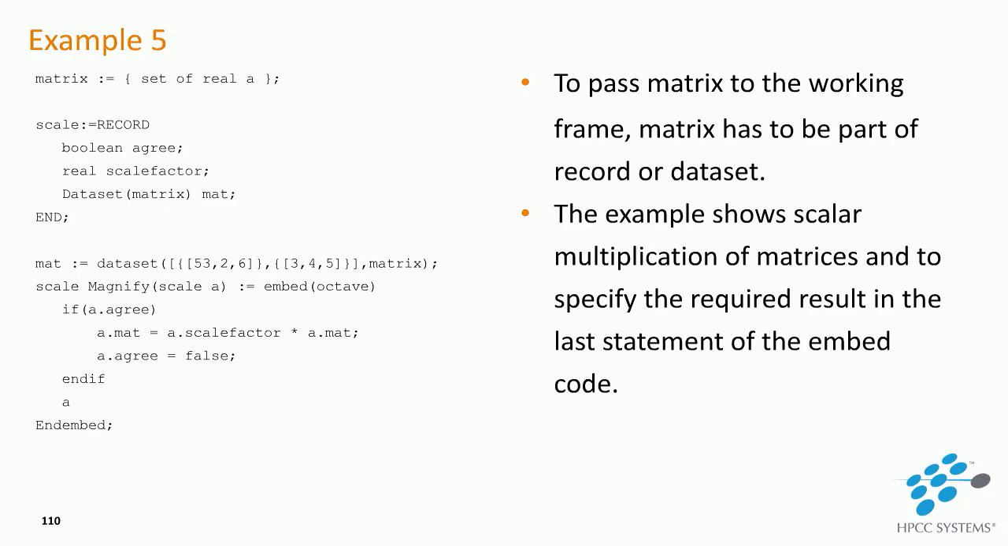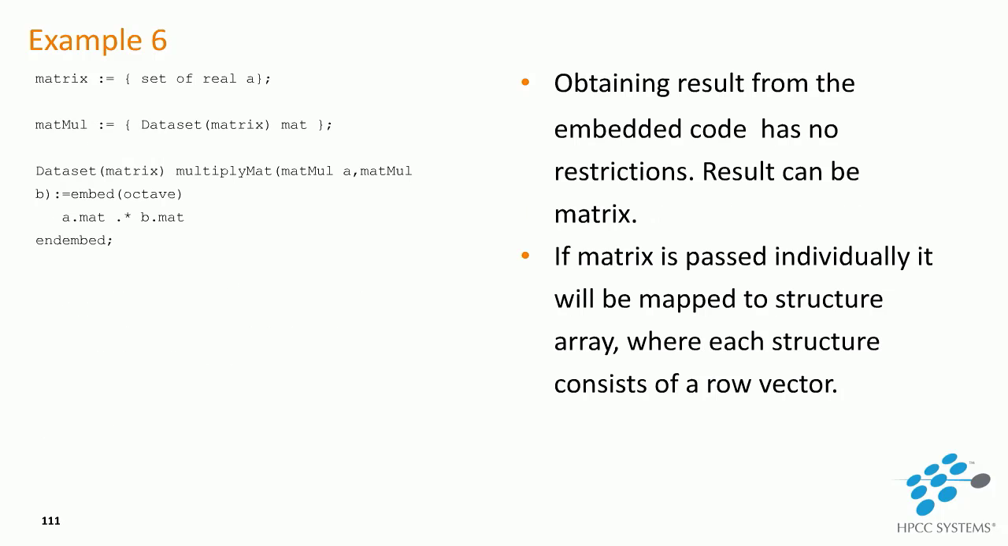And moving on, here is an example of how you can use a matrix. A matrix is defined using a set of real data record template. I can pass the matrix to the working frame only if it is part of another record or part of another data set. We can't directly pass the matrix to the working frame. The example briefs you about that. You can go through it. And the next slide says we can get the Octave matrix output from the embedded code. The restriction is only for sending the parameters into the working frame. There are no restrictions on getting any output from the embedded code.